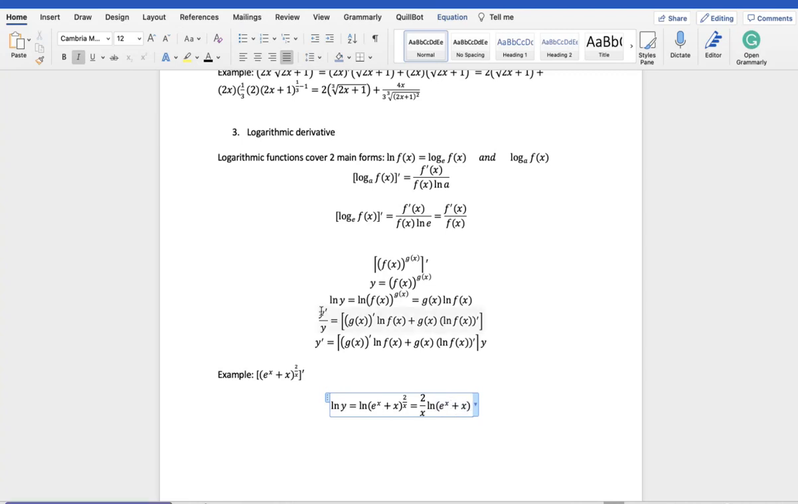Right? And if you take the derivative on both sides, what you have is, on the left-hand side, the derivative of y over y, equal to, using the product rule, the derivative of 2/x multiplied by ln of e to the x plus x, and this is added to 2 over x multiplied by the derivative of ln of e to the x plus x.